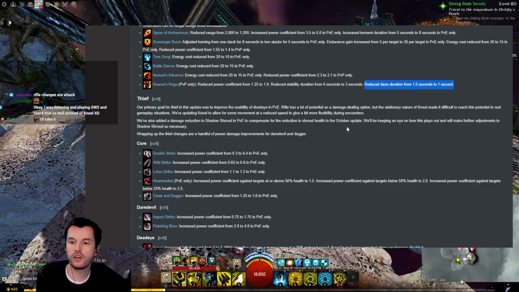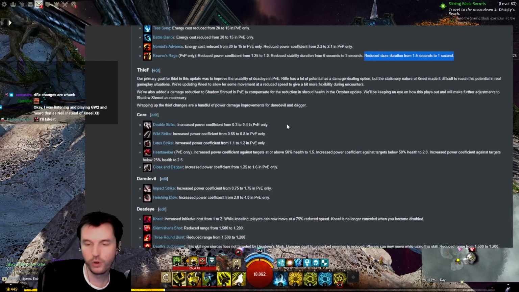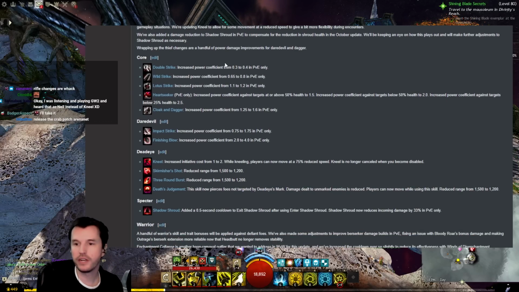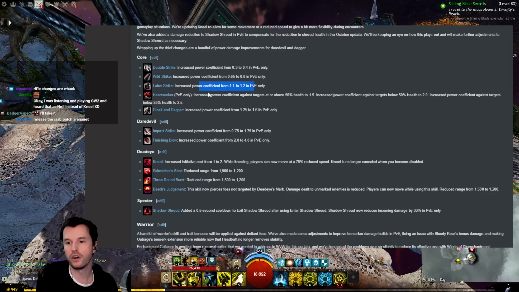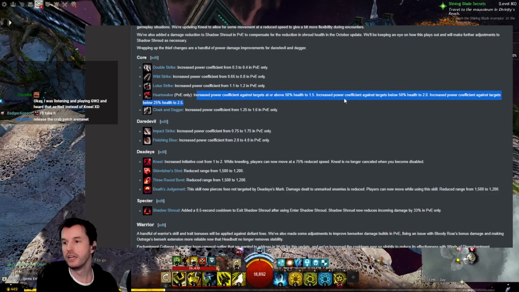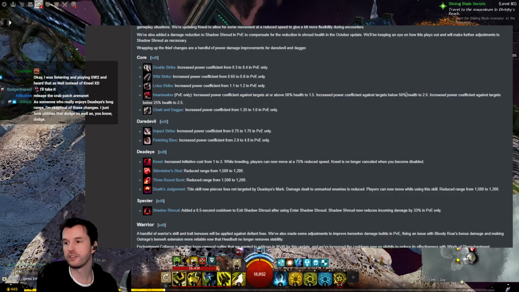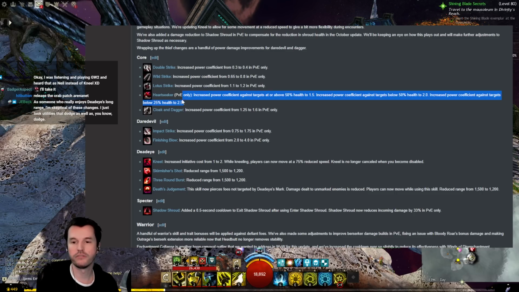Wrapping up the Thief changes are a handful of power damage improvements for Daredevil and Dagger. So, core changes to Thief. Double Strike increased power coefficient slightly in PvE. Wild Strike, same thing. Lotus Strike, same thing. Heartseeker, increased power coefficient against targets at or above 50% health to 1.5. Increased power coefficient at targets under half health to 2.0. If they're under a quarter health, it becomes 2.5. Terrifying damage on Heartseeker, but PvE only.